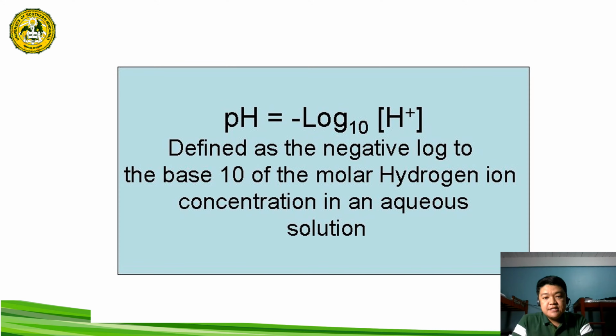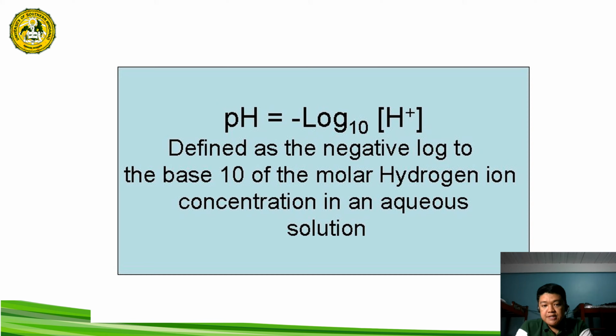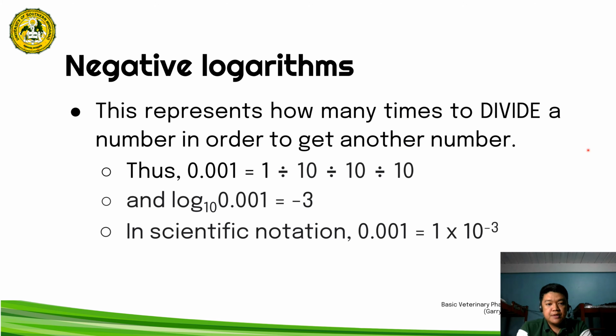pH is defined as the negative log of the hydrogen ion concentration. So basically, when we say pH, it deals with the negative logarithm, particularly the negative log to base 10 of the molar hydrogen ion concentration. But what do we mean by negative logarithm?